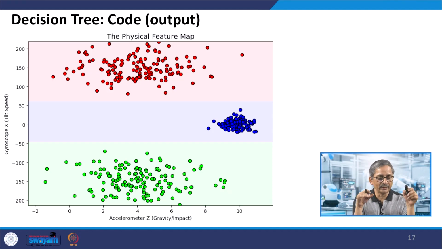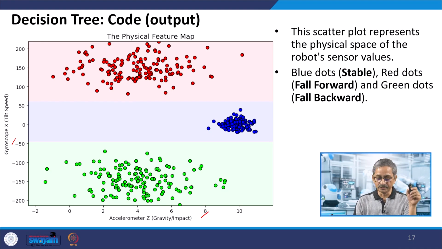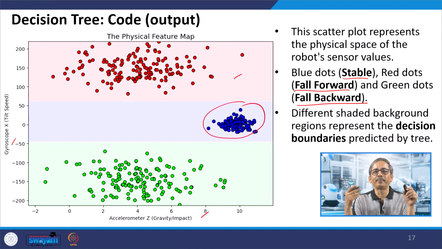So, here is the output. We can see the accelerometer and gyroscope data, and these are the 3 classes which we are getting. This scatter plot represents the physical space of the robot sensor values. The black dot represents the stable one, the red dot is the fall forward, and the green dot is the fall backward. The different shaded background regions represent the decision boundaries predicted by the tree.